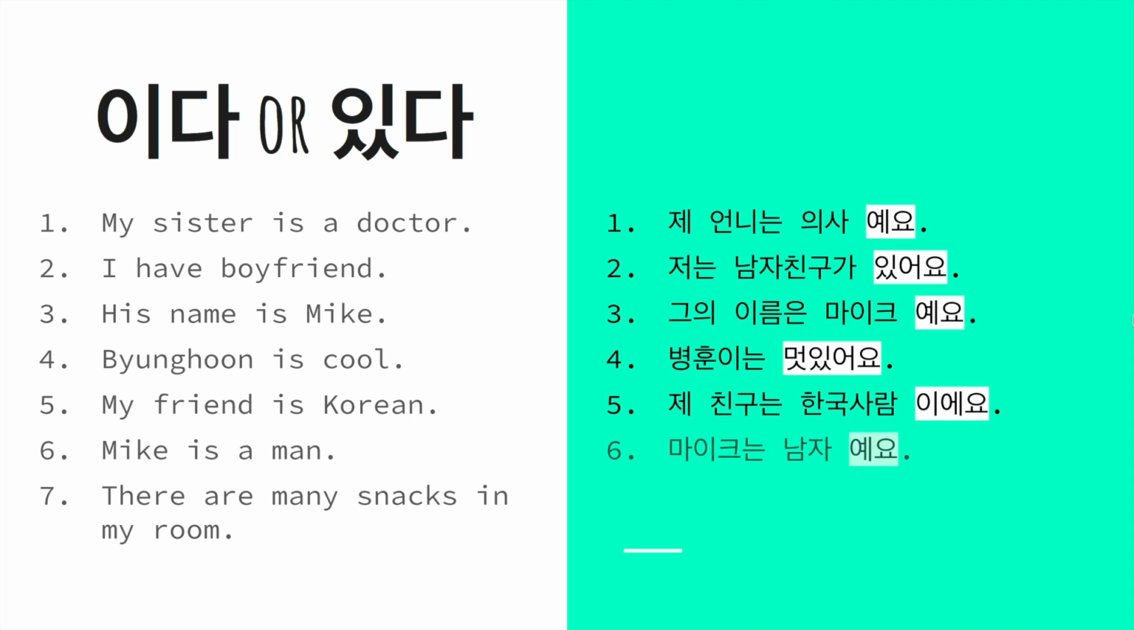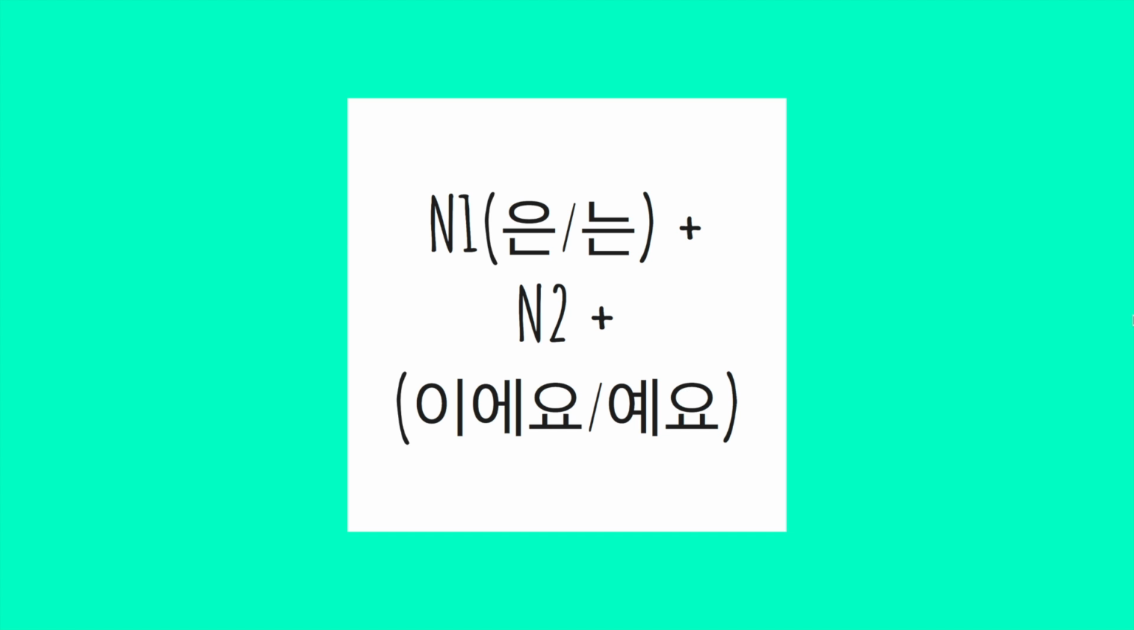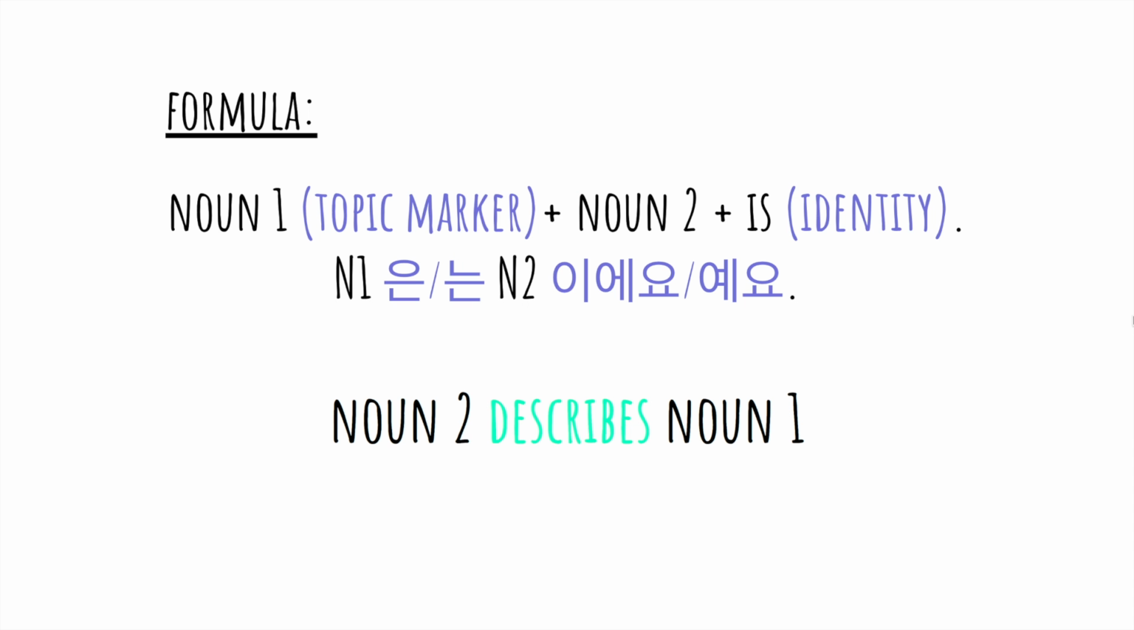Mike is a man. Mike는 남자예요. There are many snacks in my room. 제 방에는 간식이 많이 있어요. Now we're going to go over a formula which covers a new particle we're learning today, which is the topic marker, and the word ending we just learned, 예요, 예요. So for this formula, the second noun describes the first noun.